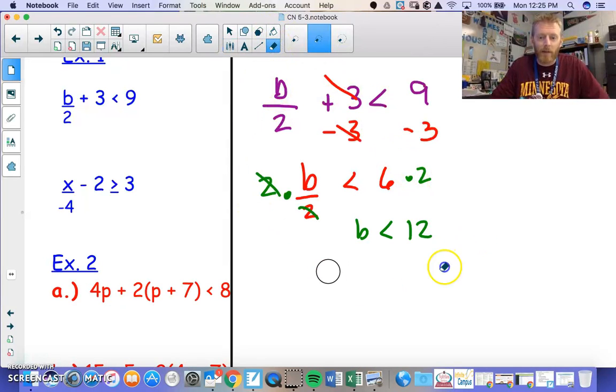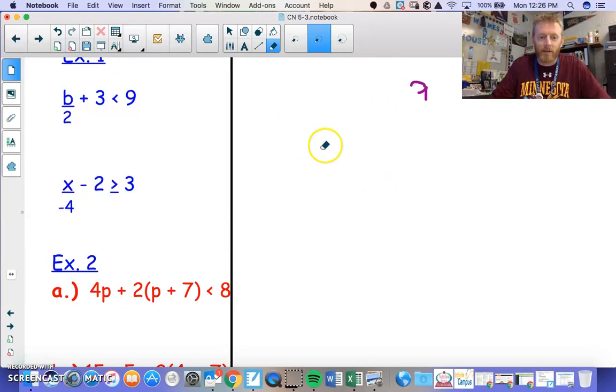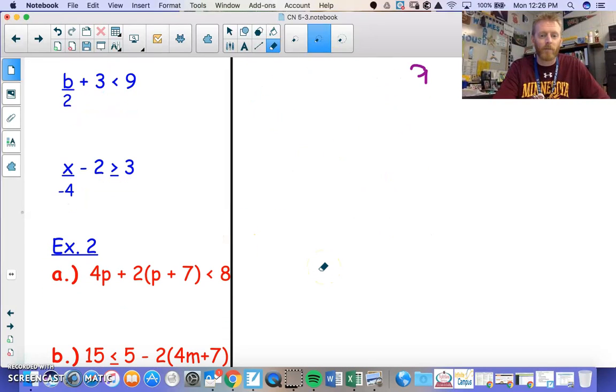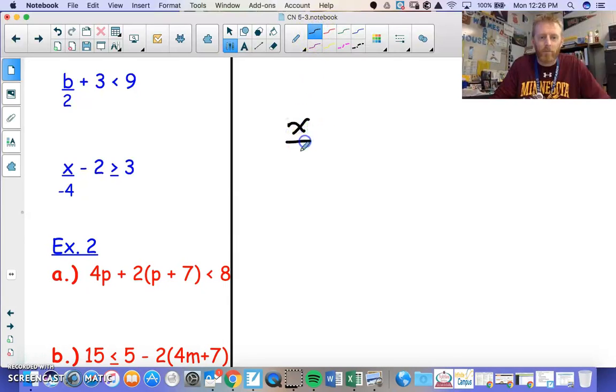Now the same types of ideas are going to take place for the next question. The only difference with the next question is that we have that whole negative scenario that we learned about from last lesson. So let's throw that in there just as a quick reminder. So we have x over negative 4 minus 2 is greater than or equal to 3. So what we're going to do is we're going to get rid of this minus 2 by adding 2 to both sides, just like we always do.